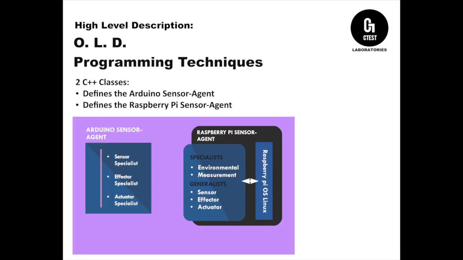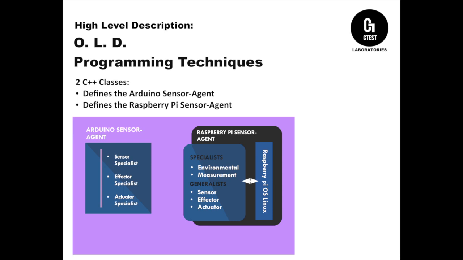Okay, now we're going to give a brief overview of the programming techniques, and try to give you a little more detail on it. There are two C++ classes. One of those classes defines the Arduino sensor agent. The other defines the Raspberry Pi sensor agent. So keep that in mind. To do this programming technique, you have two different classes. One class runs on the Arduino, the other class runs on the Raspberry Pi. The Arduino sensor agent is going to be a specialist.